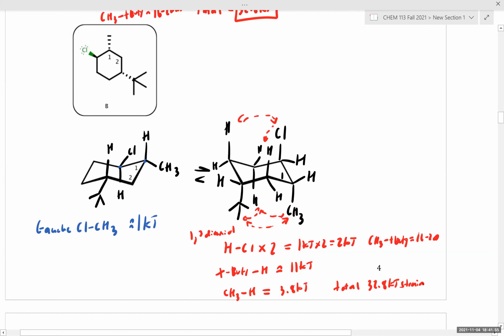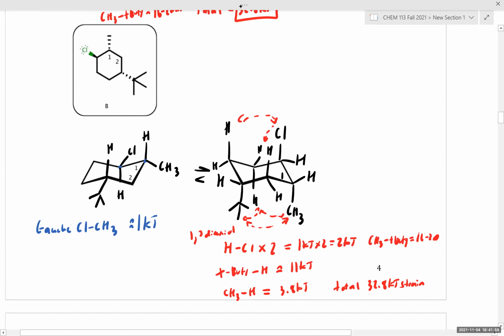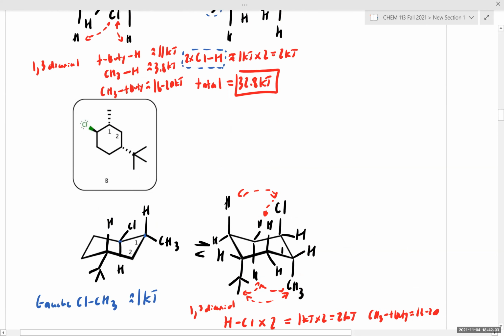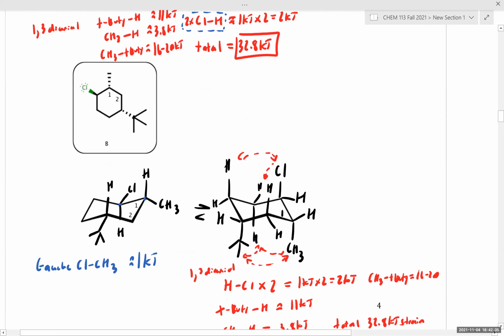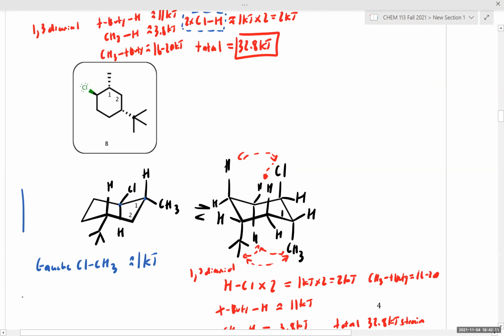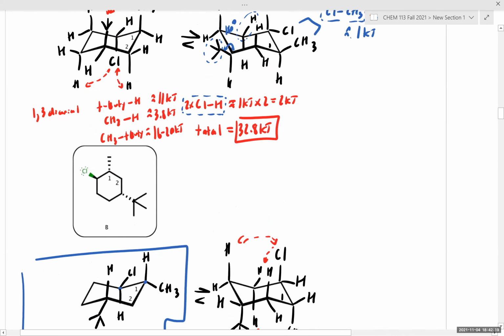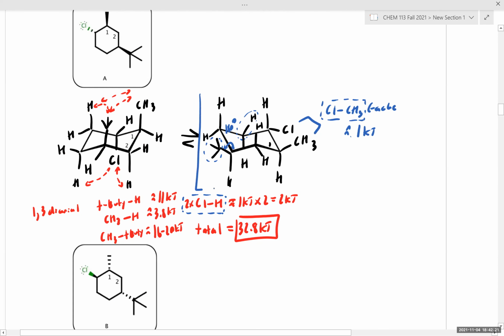So then, are we able to identify our lowest energy conformation for structure A and B? Can we identify that based on these calculations? They are the same in energy. Yes, exactly right. So for structure B, the chair conformation on the left is the lowest energy conformation. For structure A, the chair conformation on the right is the lowest energy conformation.